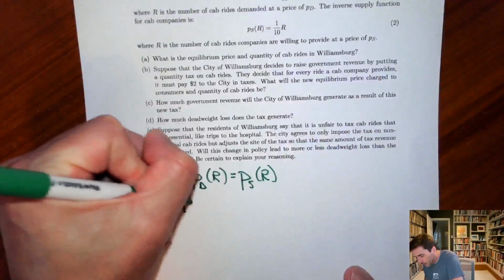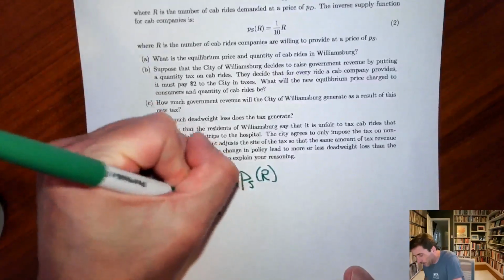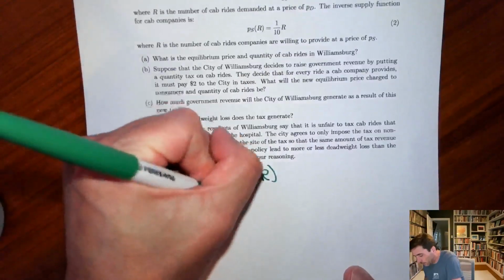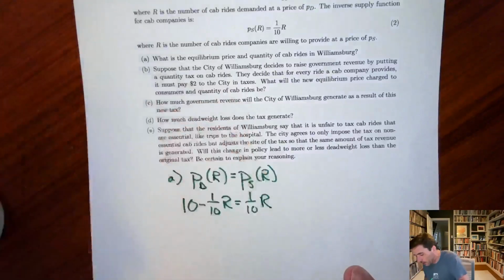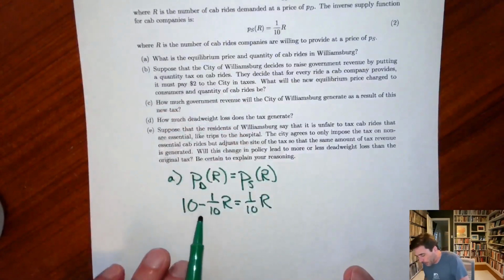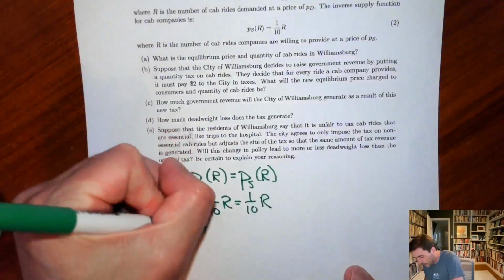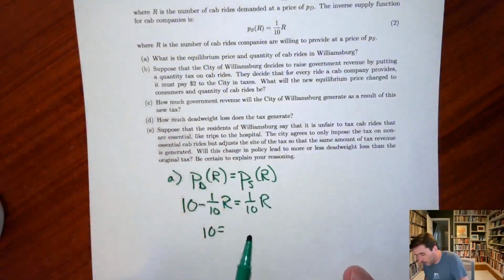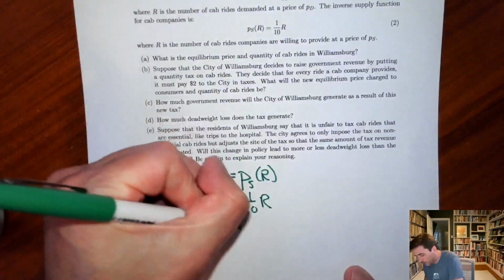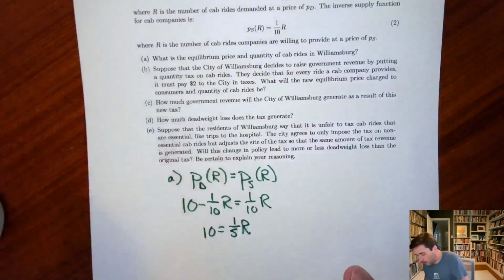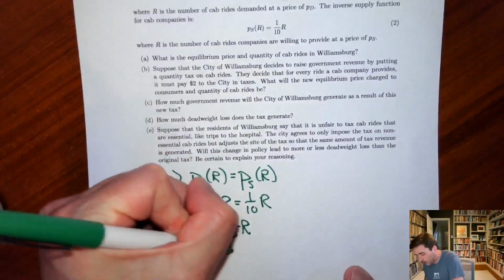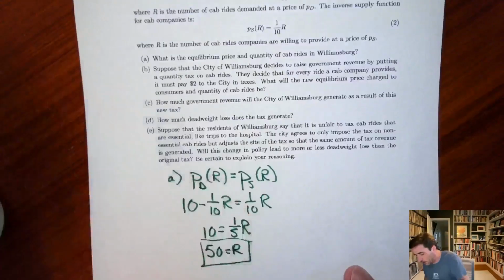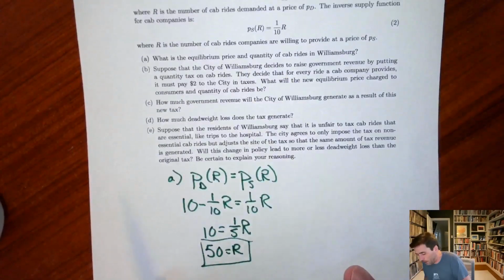So P_D was 10 minus 1/10 R. P_S was 1/10 R. All right, so I'm just going to move my minus 1/10 R to the other side. So it's going to give me 10 is equal to 2/10 R, which is the same as 1/5 R. Now if I just multiply through by 5, I've got that R is equal to 50. So that's my equilibrium quantity of cab rides.